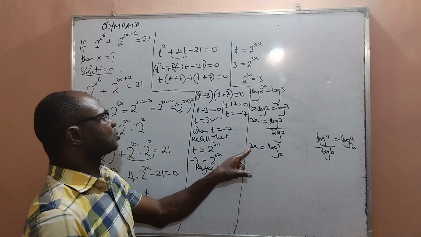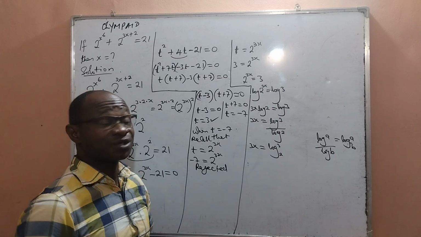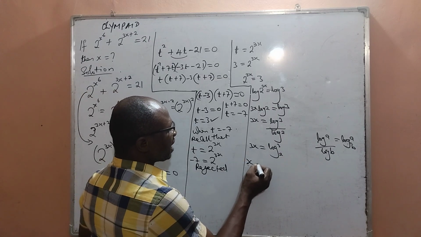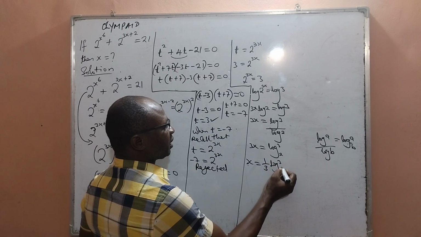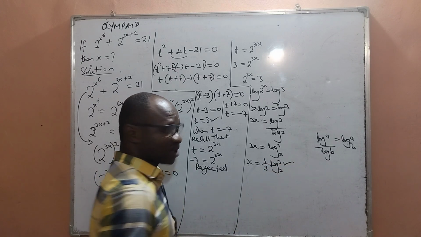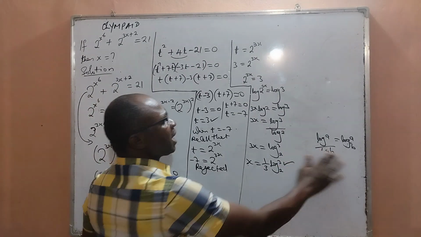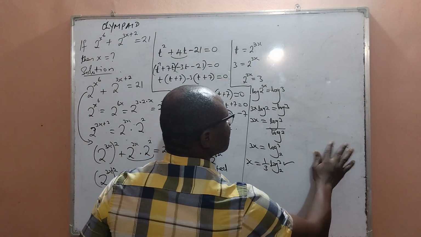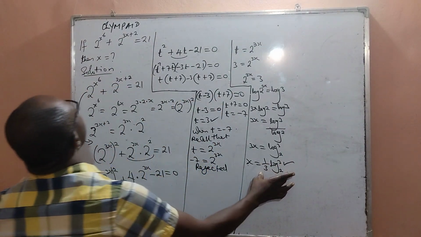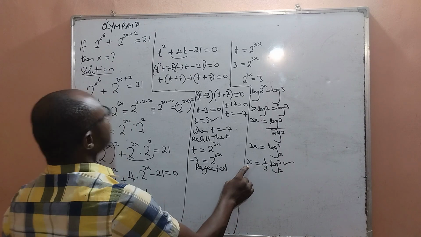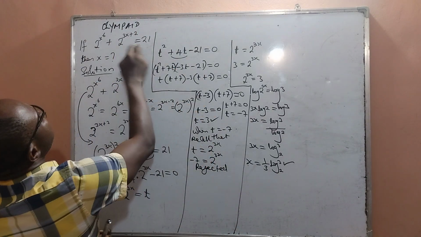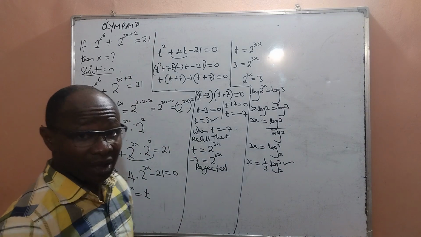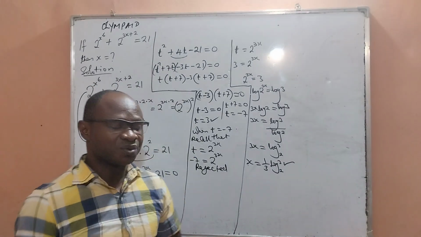Meaning that I am going to take 3 to the right hand side to divide, and that becomes x equal to 1 over 3 log 3 base 2. Final answer. Okay, just a quick one. I want us to test the result. That means we want to substitute the value of x into the original question to see if it will actually give us what is said to be by the right hand side, which is 21.